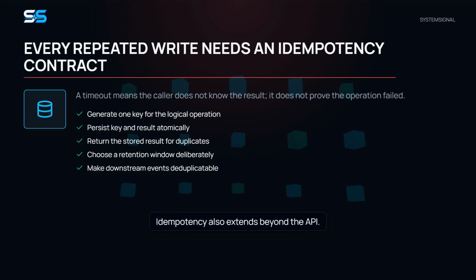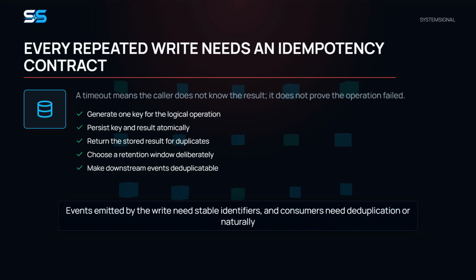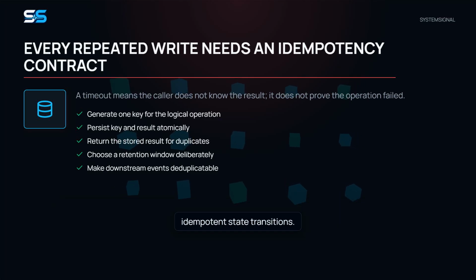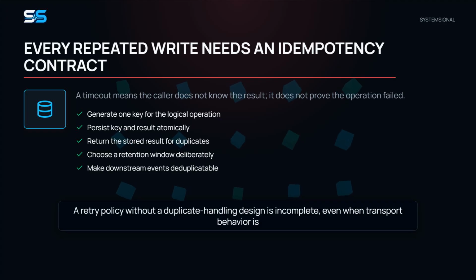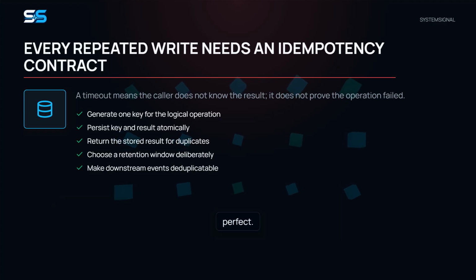Idempotency also extends beyond the API. Events emitted by the write need stable identifiers, and consumers need deduplication or naturally idempotent state transitions. A retry policy without a duplicate handling design is incomplete, even when transport behavior is perfect.